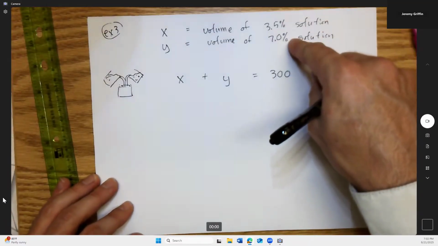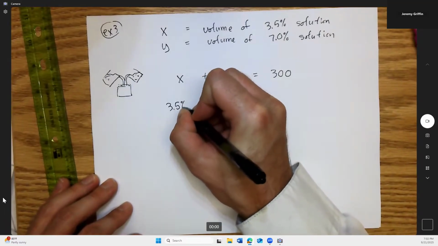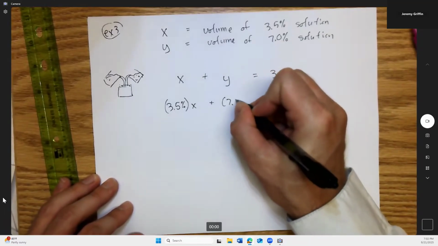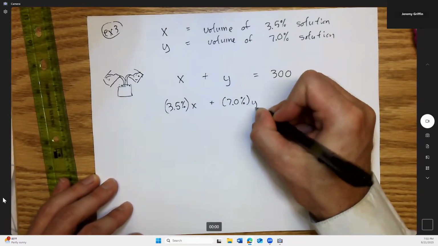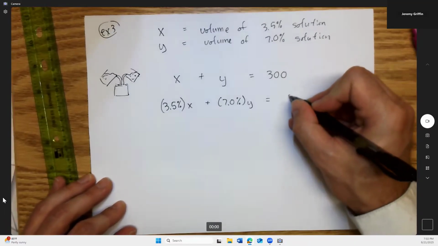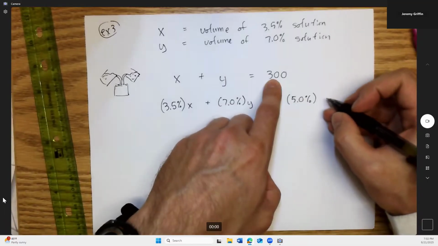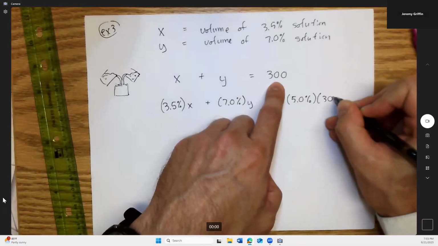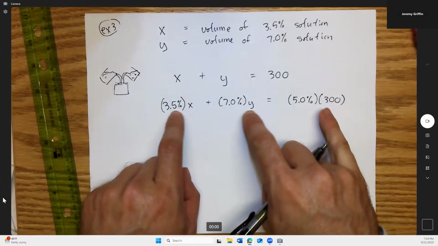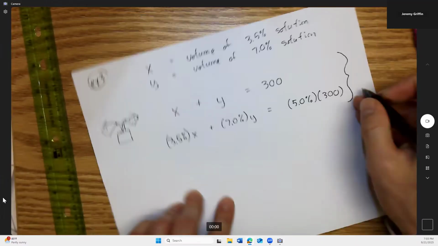Well, okay, something with these percentages. So if I do 3.5% x plus 7.0% y, that has to average out to 5.0%. So that's the target goal, right? Of how much? Of 300 milliliters. So I'll call it 300. Remember, X and Y are volumes. 300 is the final volume. Okay, so some percent of some volume. Yeah, okay, that checks out. So this is my system right here.